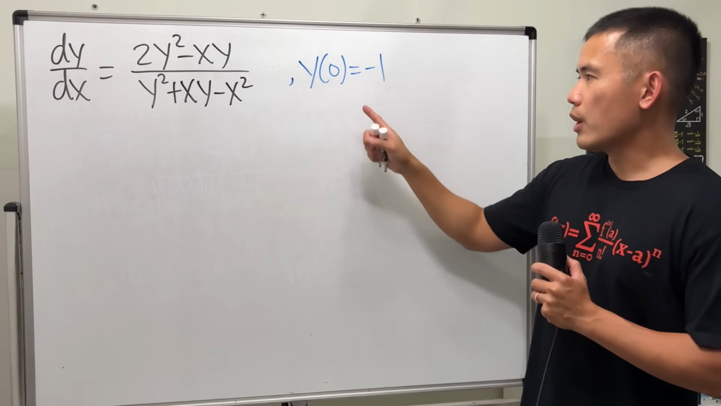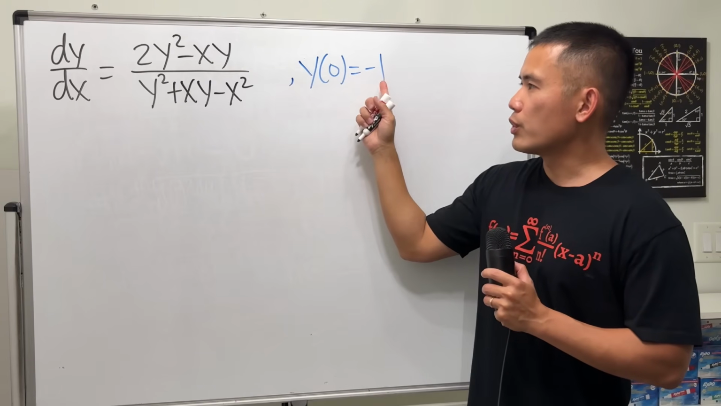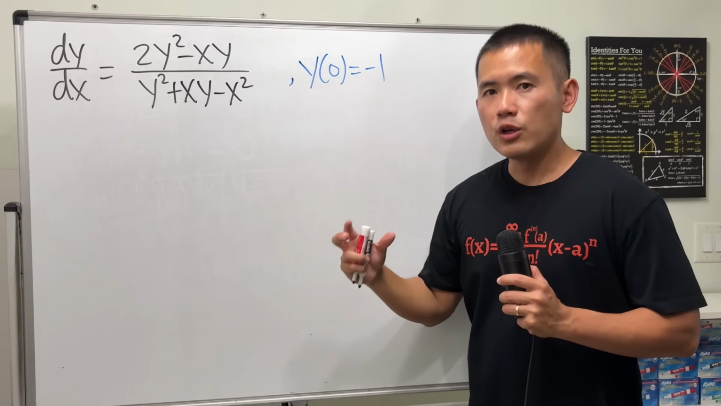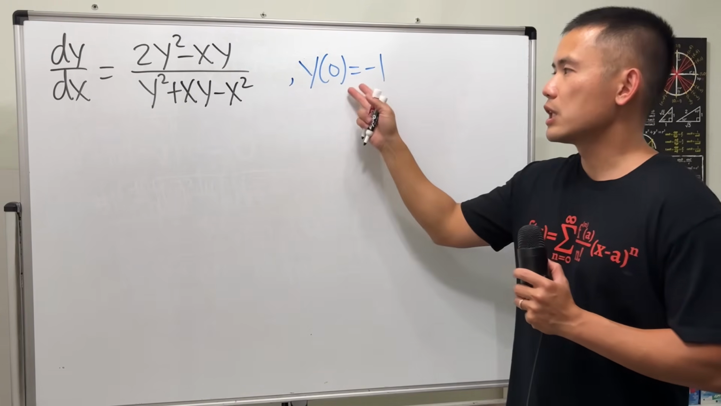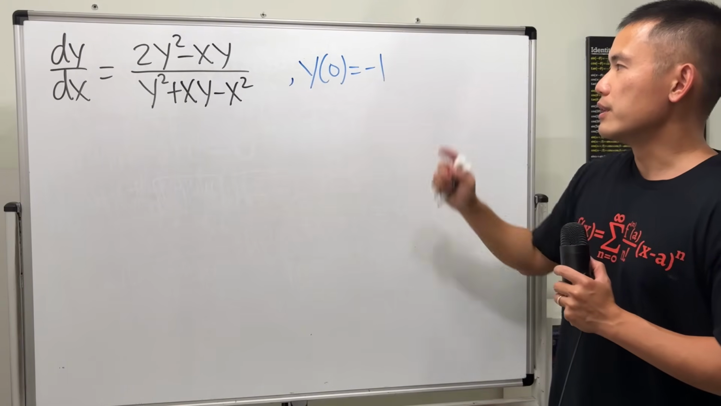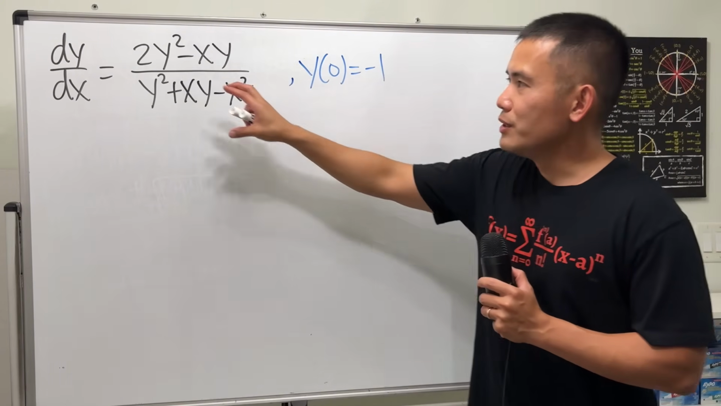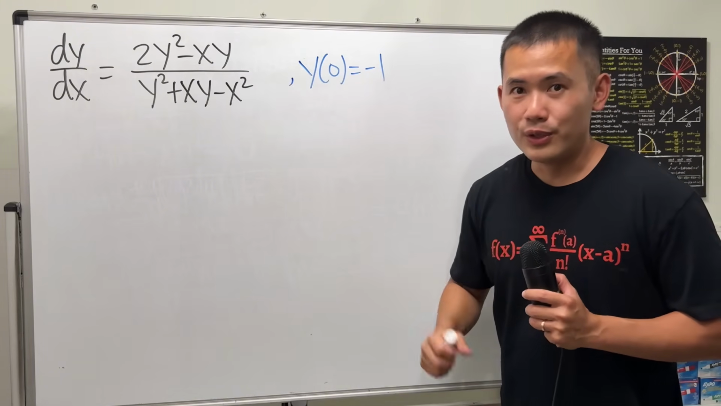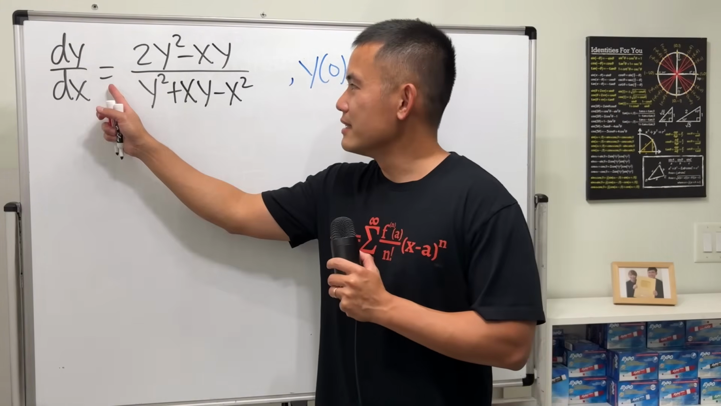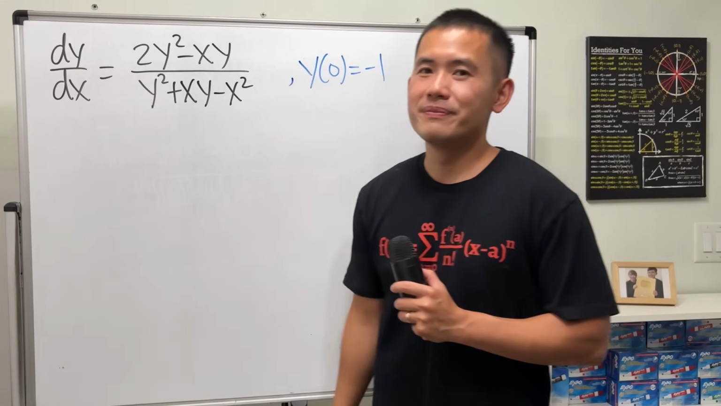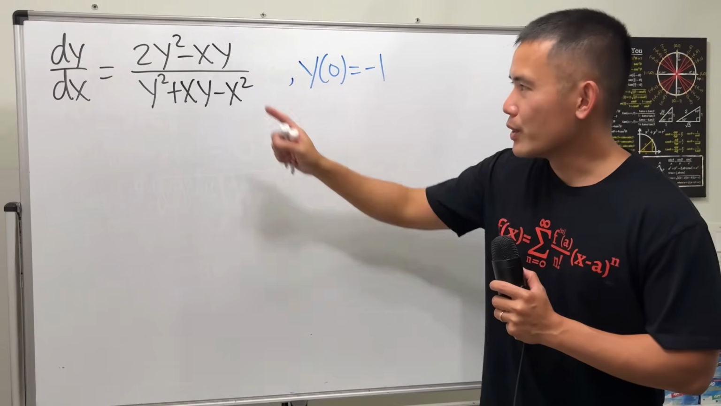Before we start, I have to attach a condition right here so that later on we can solve for the unknown constant c. Just keep that in mind: y of 0 is equal to -1. And in fact, when you do this, you're actually just solving a differential equation because this is an equation with a derivative. Anyway, here we go.